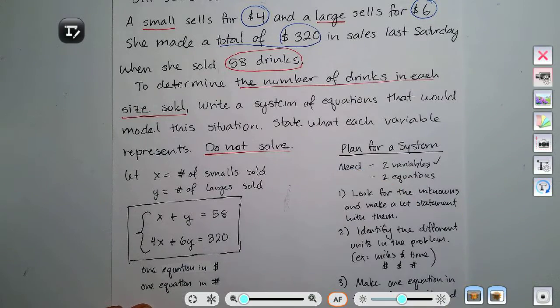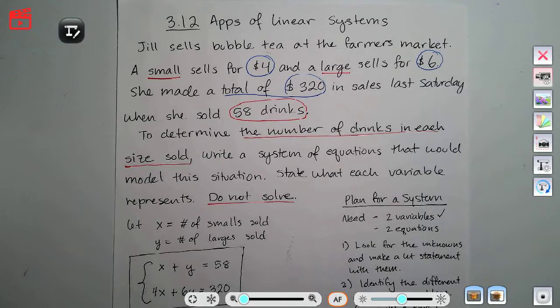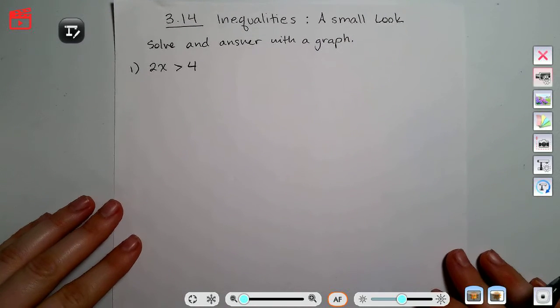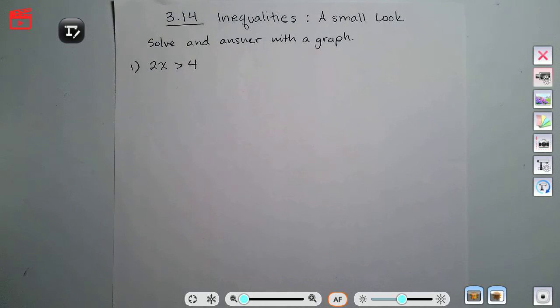Ooh, that was not the prettiest box. All right, so that was it for the class activity 1 for apps of linear systems. Okay, now we're moving on to 3.14, which is inequalities. Okay, so we're going to take a small look and solve.